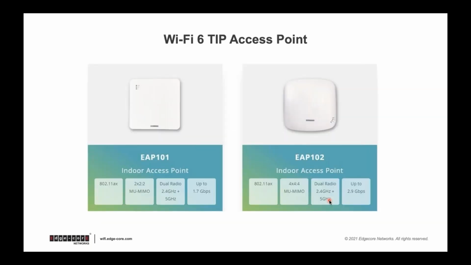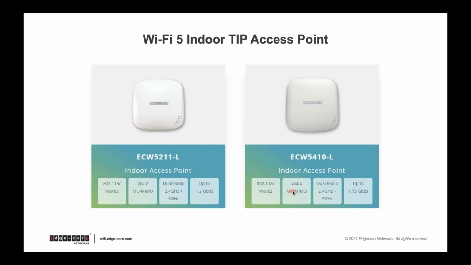Okay, then we will have some introductions for the TIP OpenWiFi hardware. These are the Wi-Fi 6 TIP APs, and we can see EAP 101, which is a 2x2 dual radio AP, and the EAP 102, which is a 4x4 dual radio AP. We also have the Wi-Fi 5 APs, 5211 and 5410, which are also 2x2 dual radio and 4x4 dual radio.